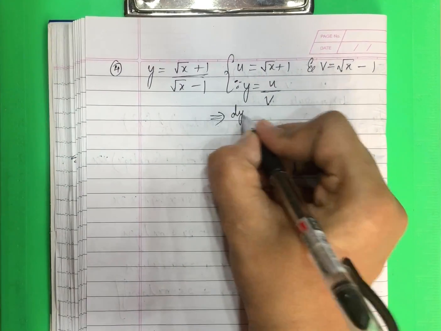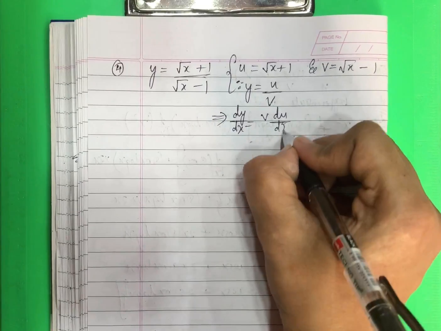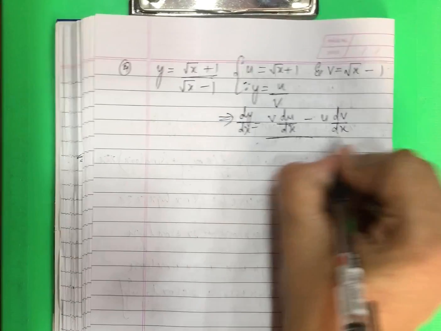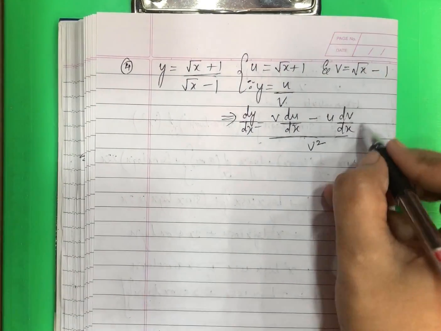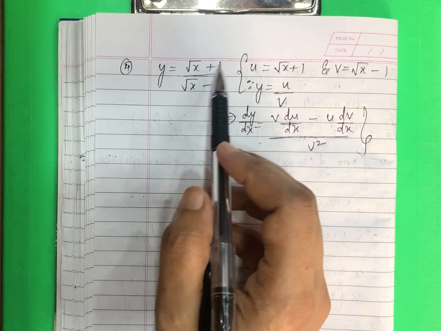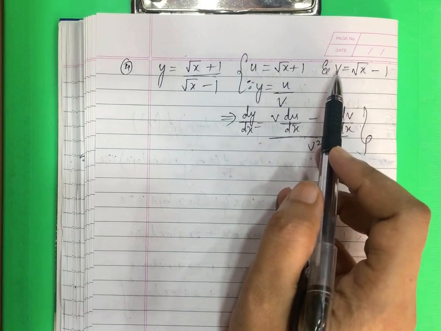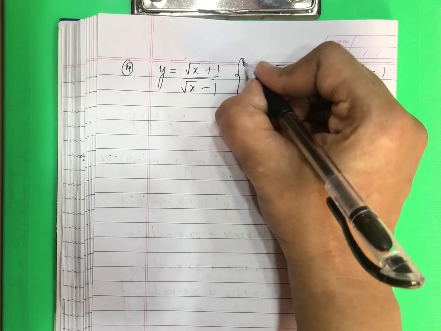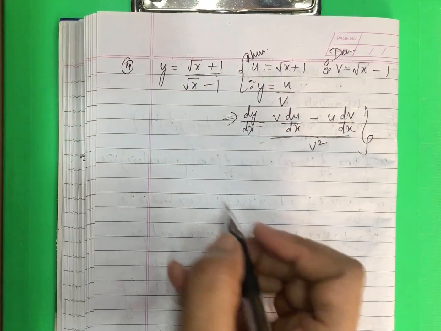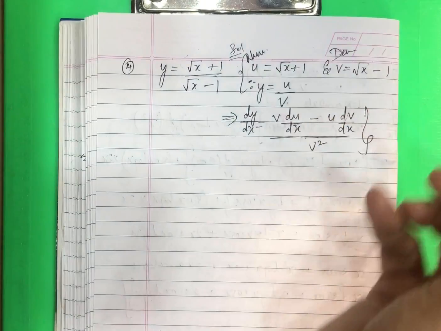u upon v. That is dy by dx is equal to v du by dx minus u dv by dx upon v square. This is the formula we need to apply here, because here we are having u as the numerator and v as the denominator. I am writing this as numerator and denominator. So we have already started the solution from here itself.